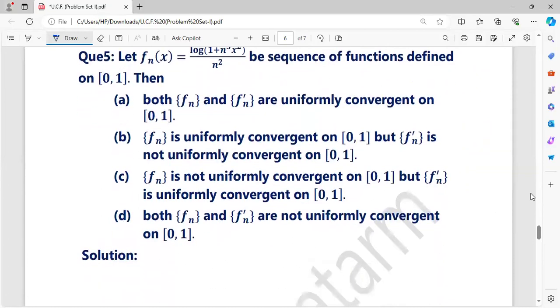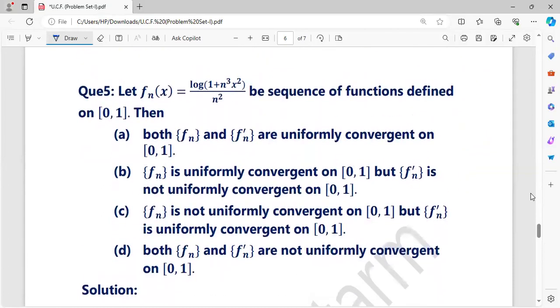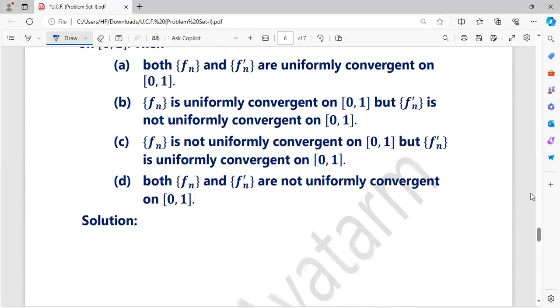Now what about this? Now f1(x) is equal to log(1 + n cube x square) upon n square. The sequence is given, and four options are given. Both f1 and its derivative are uniformly convergent on [0, 1]. f1 is uniformly convergent on [0, 1], but the derivative is not uniformly convergent. f1 is not uniformly convergent on [0, 1], but the derivative is uniformly convergent. Both f1 and f1 dash are not uniformly convergent. Let's see it.